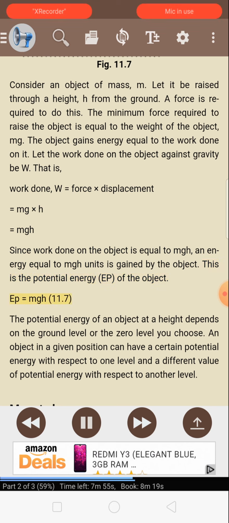Ep equals mgh (11.7). The potential energy of an object at a height depends on the ground level or the zero level you choose. An object in a given position can have a certain potential energy with respect to one level and a different value of potential energy with respect to another level.